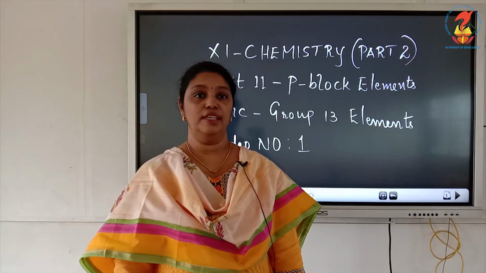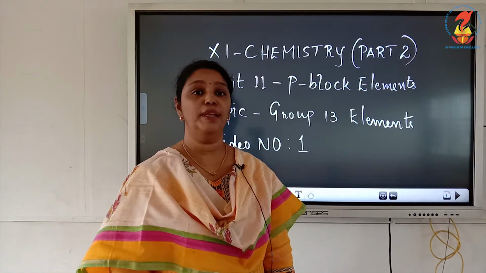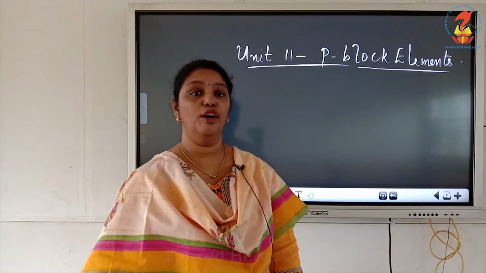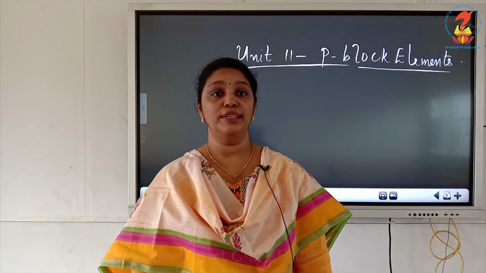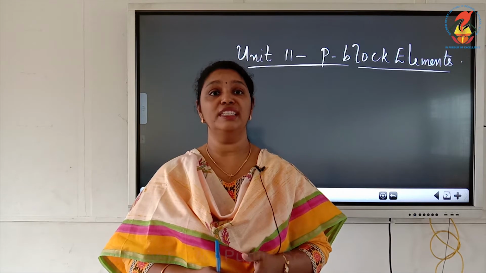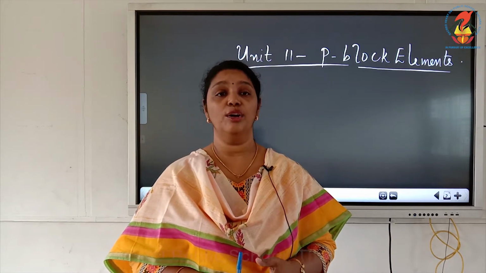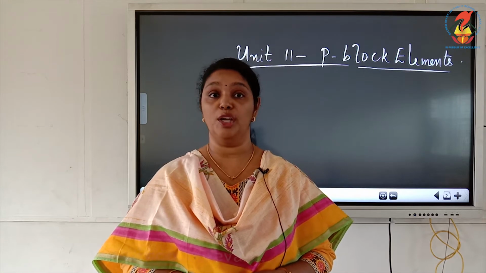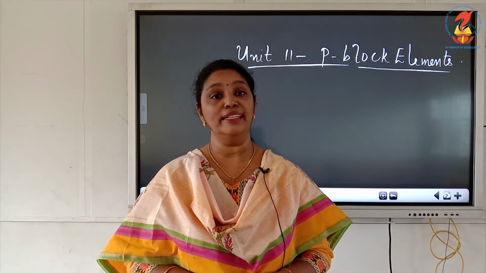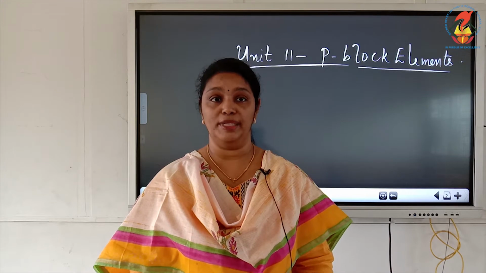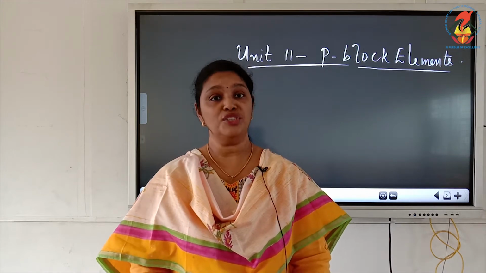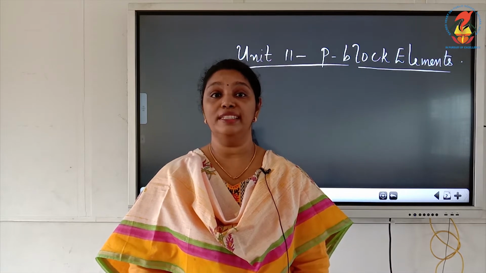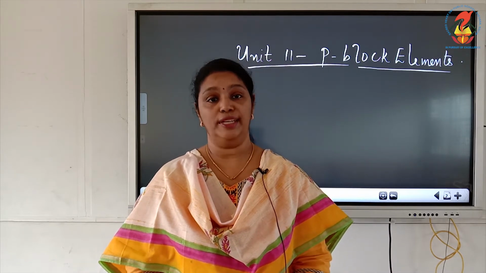Today we are going to see Unit 11, P block elements. Now you know that the elements of group number 13 to 18 are called P block elements. And why are they called P block elements? Because the last electron enters into the p orbital. Now in this chapter we will be studying the properties of group number 13 and group number 14.